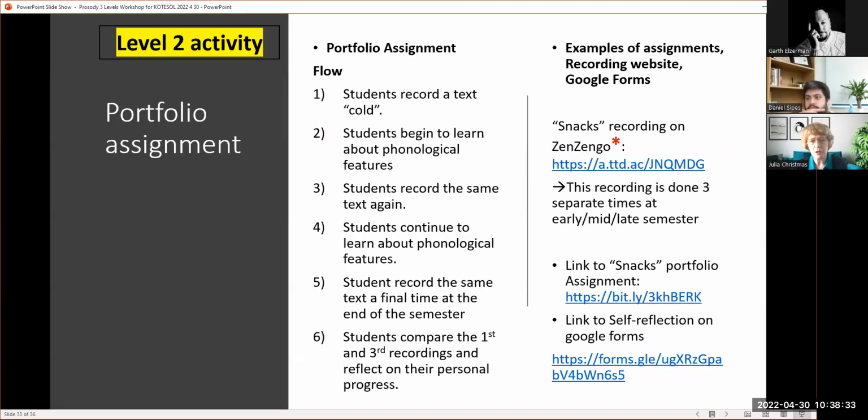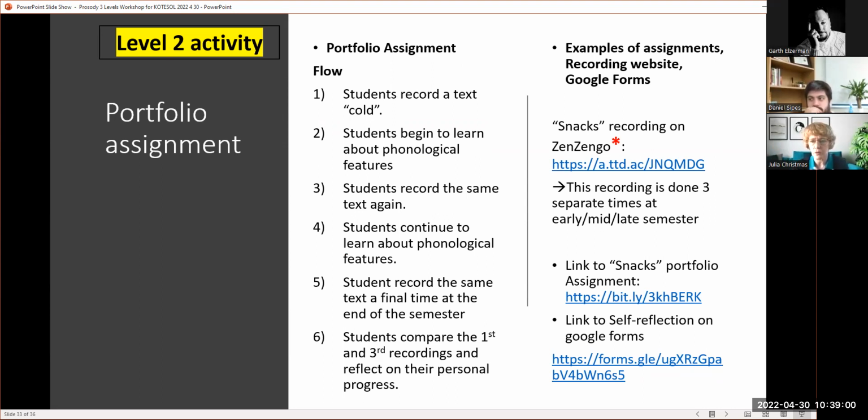I do a portfolio assignment, and the flow and the steps are there: recording cold, and then I teach the features, and then they record again, and we continue to work on the features, and then the final time they record, and then they compare their first and their third, and they do self-reflection about it.